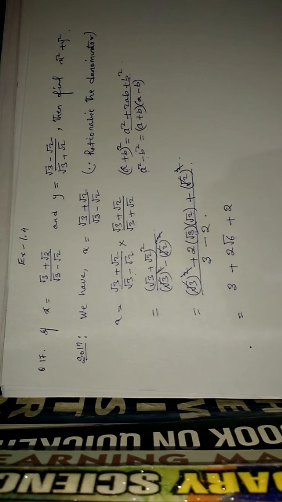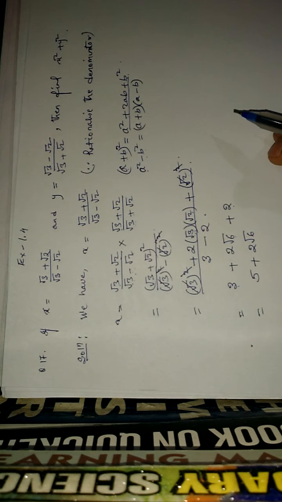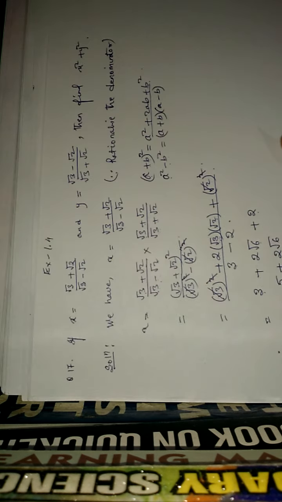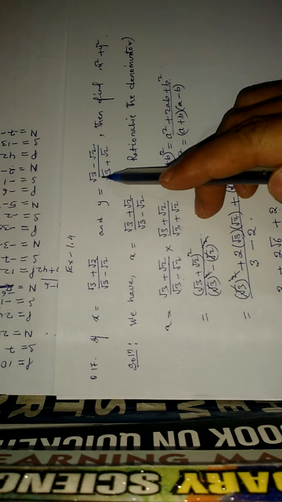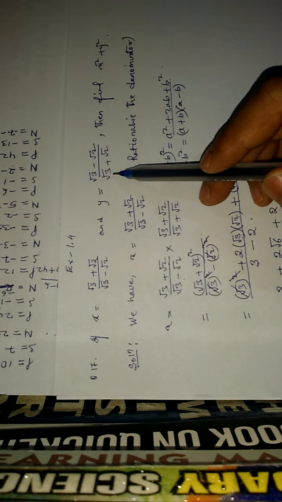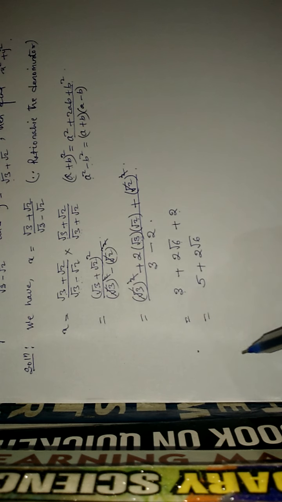Now let's find y value. Let's rationalize the y value. Y value is root 3 minus root 2 divided by root 3 plus root 2. Here y is equal to root 3 minus root 2 divided by root 3 plus root 2.